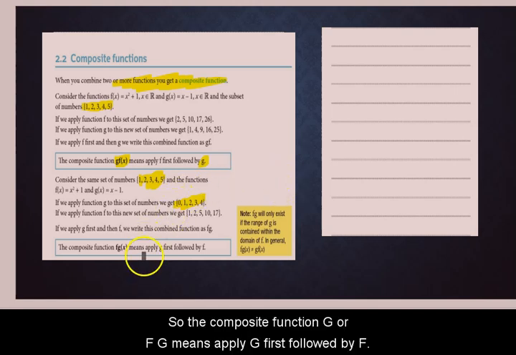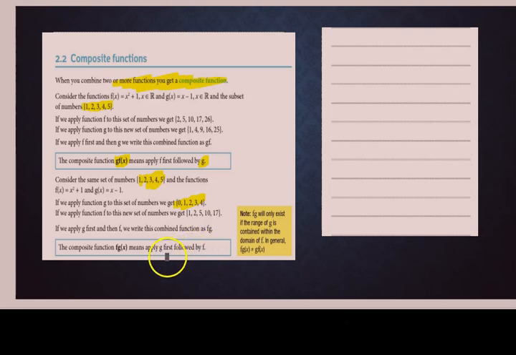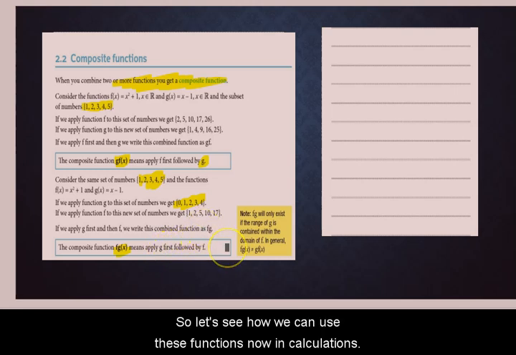So the composite function f g of x means apply g first followed by f. So this is a concept that you must note. When you have g f of x, apply f first before g. But if we have f g of x, then apply g first before f. So let's see how we can use this function now in calculations.